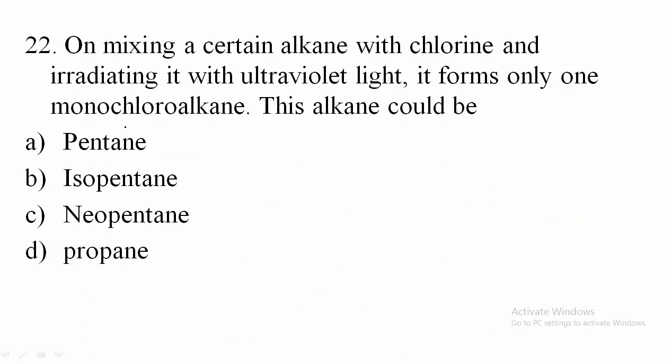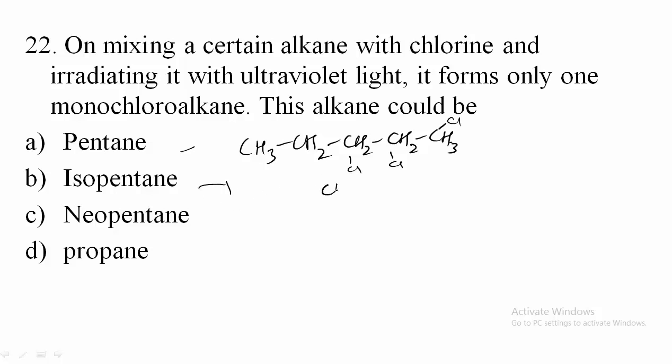Question 22: on mixing a certain alkane with chlorine and irradiating with ultraviolet light, it forms only one monochloroalkane. This alkane could be pentane. It has a linear structure, so it will not give only one, it gives three chloroalkanes. Chlorine can be attached here, here, or here. Three different monochloroalkanes will be obtained.